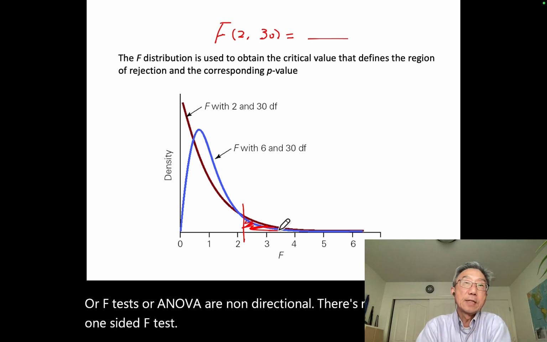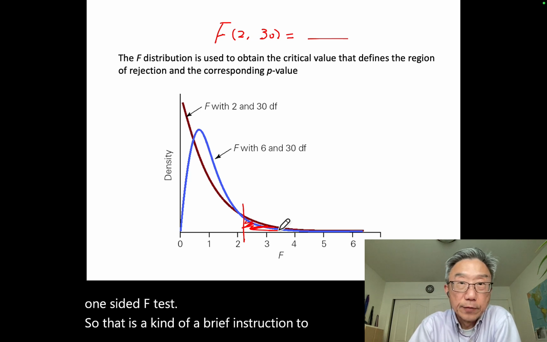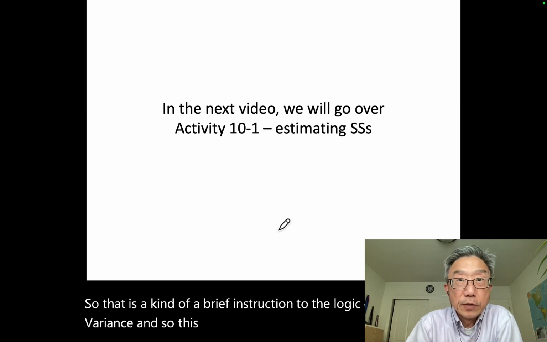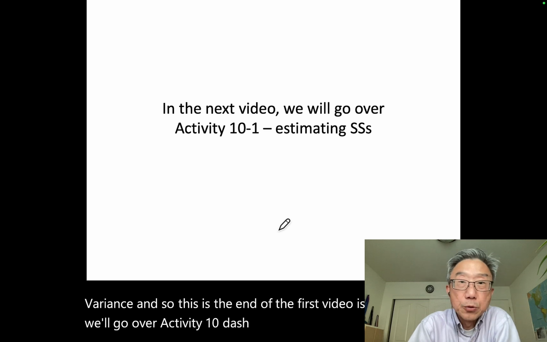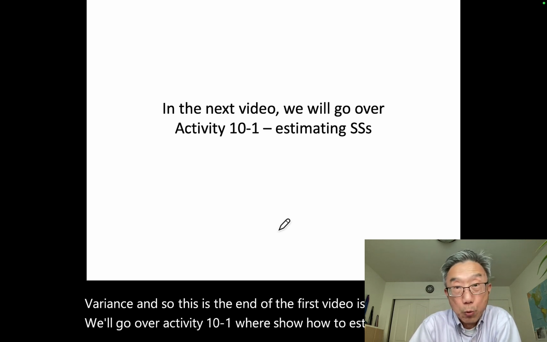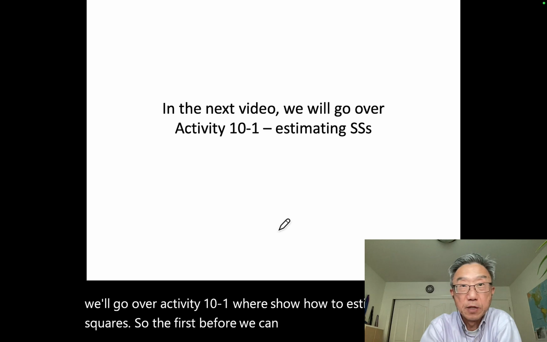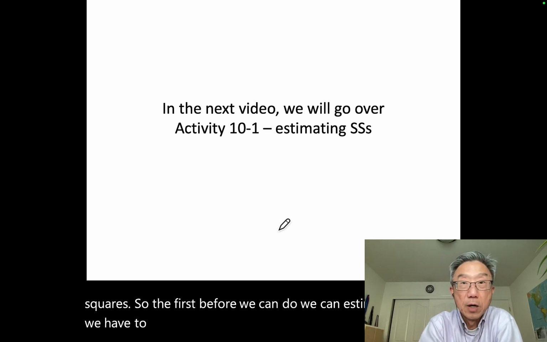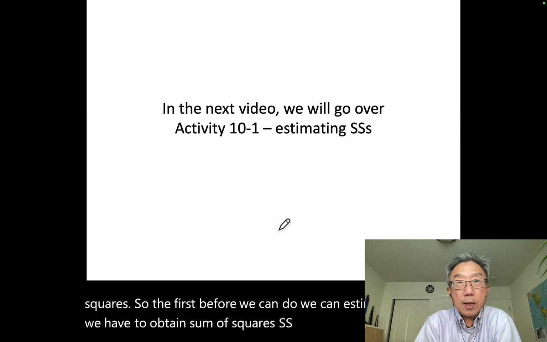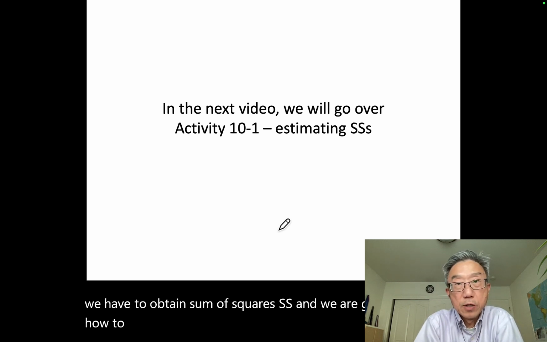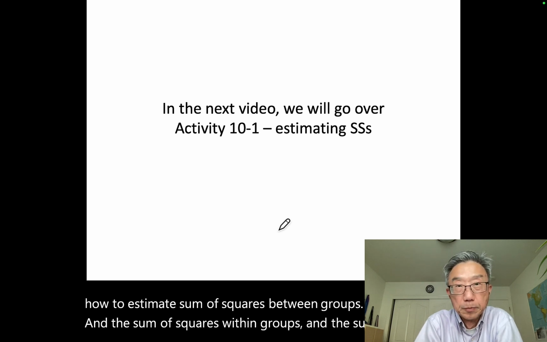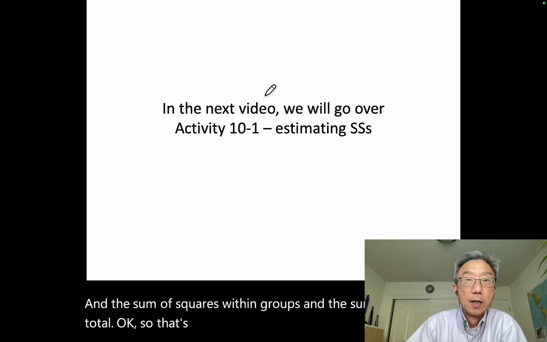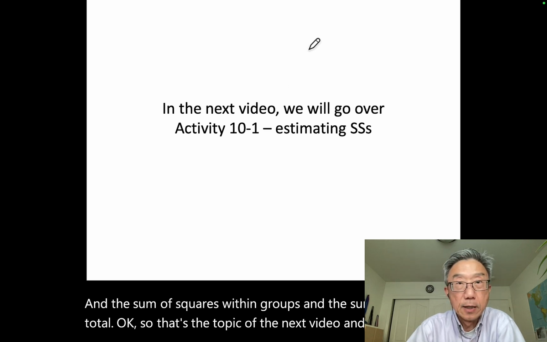Okay, so that is a brief introduction to the logic of analysis of variance. This is the end of the first video. In the next video, we'll go over activity 10-1 and show how to estimate the sum of squares. Before we can estimate variance, we have to obtain the sum of squares, SS. We are going to discuss how to estimate the sum of squares between groups, the sum of squares within groups, and the sum of squares total. That's the topic of the next video, and this is the end of the first video.